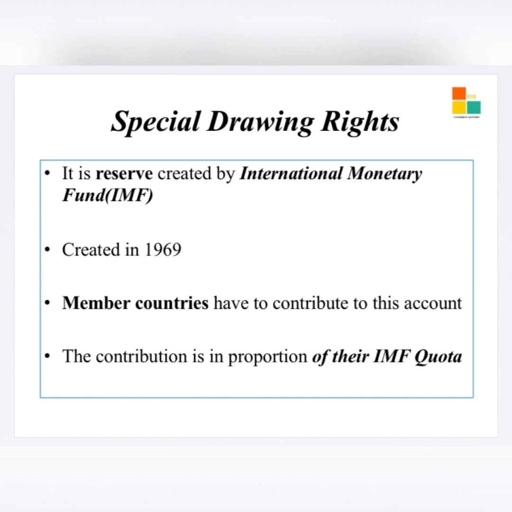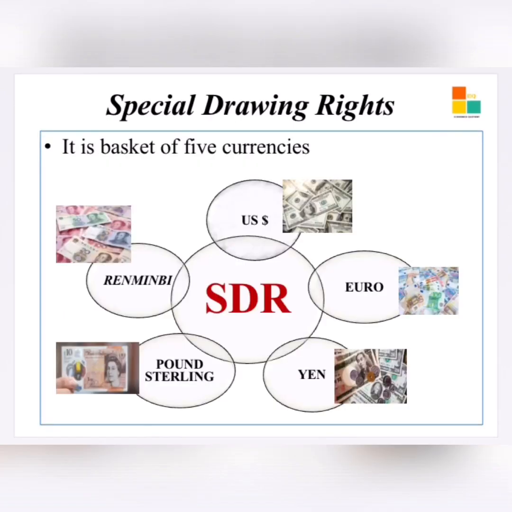Now I think you are clear with the SDR. It is a reserve that member countries contribute to based on their quota. SDR is maintained in the form of a basket of 5 currencies. They are the US dollar, the euro, the UK pound sterling, the Japanese yen and the Chinese yuan or renminbi. These 5 currencies are assigned different weightages as per their importance in the economy, and the exchange rate is derived.